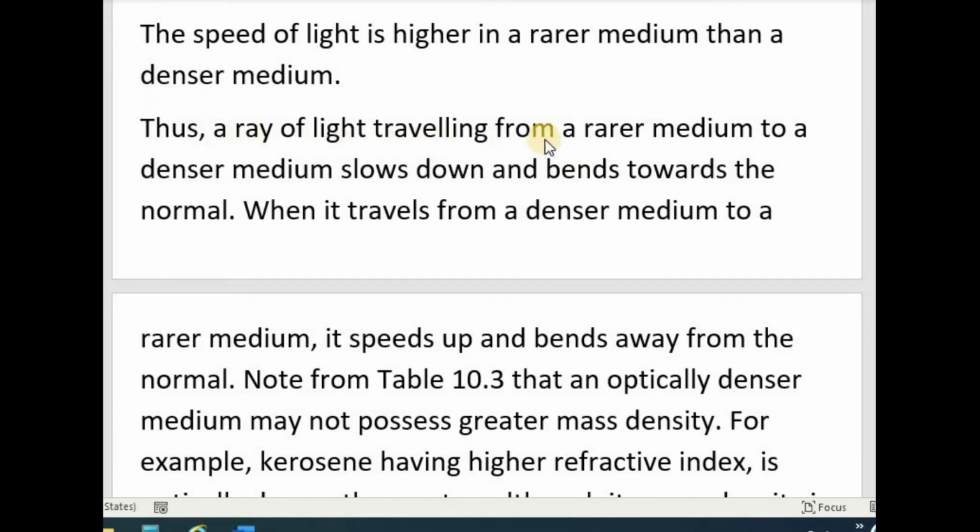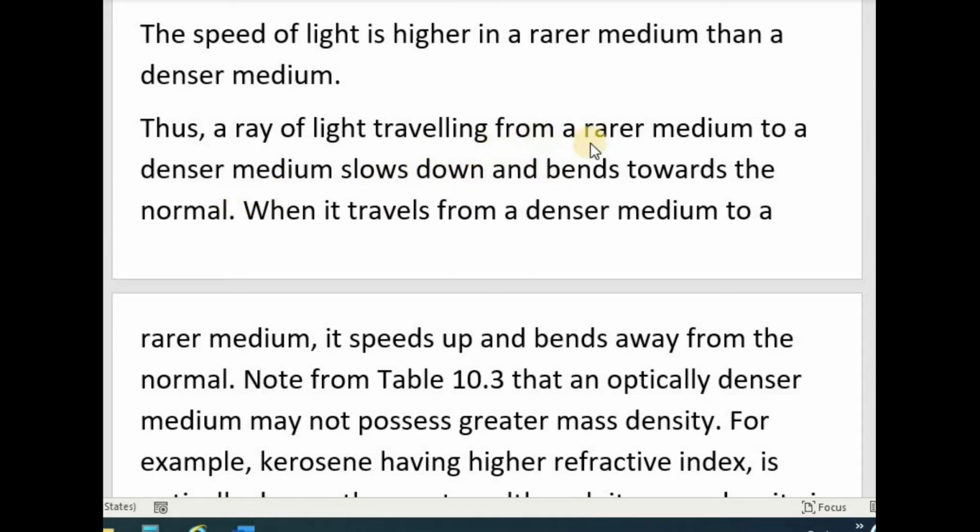When a ray of light travels from a rarer medium to a denser medium, the speed slows down and the light ray bends towards the normal. What happens when the light ray travels from a rarer medium to a denser medium? Suppose the light ray travels from air, which is a rarer medium, to water, a denser medium. Its speed slows down and the light ray bends towards the normal.